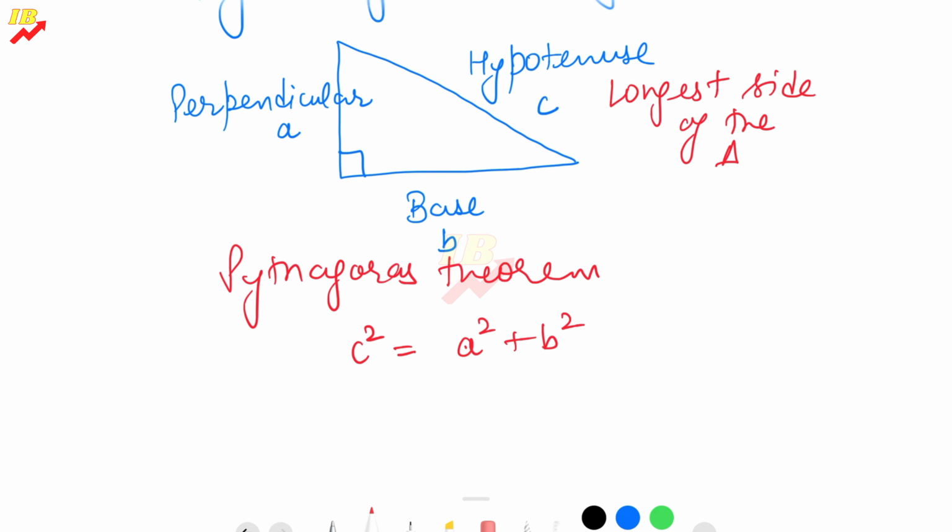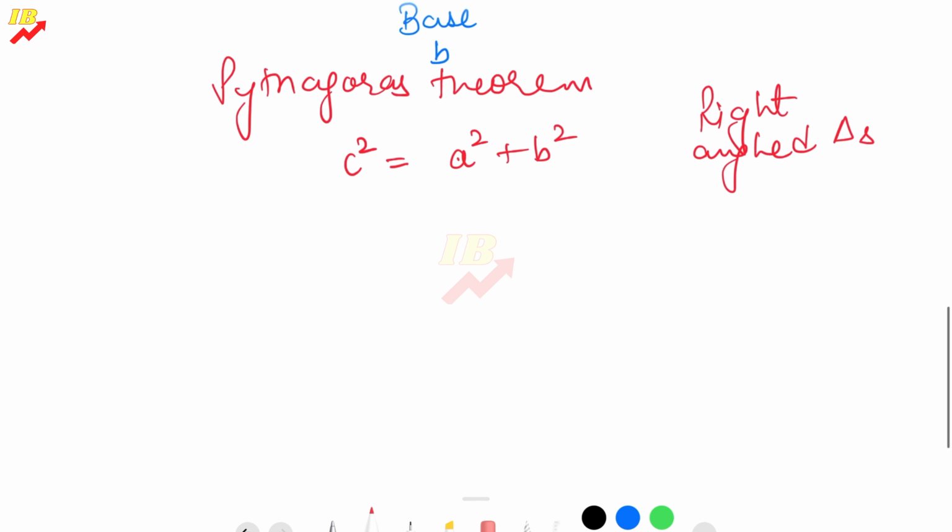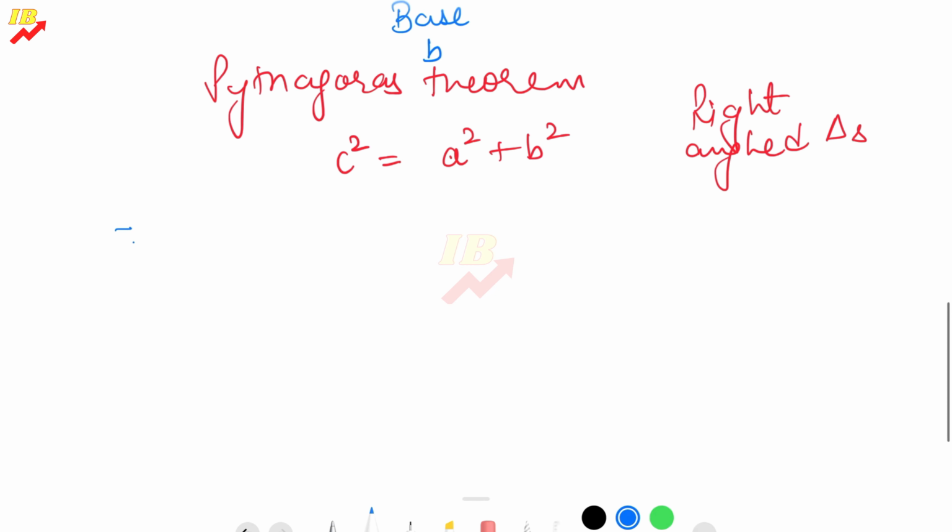This is the formula, or the rule or the theorem, for finding the sides in a right triangle only. We are not talking about the scalene or isosceles triangle. We are only talking about right angle triangles. Now let's try and understand what the trigonometric ratios are.